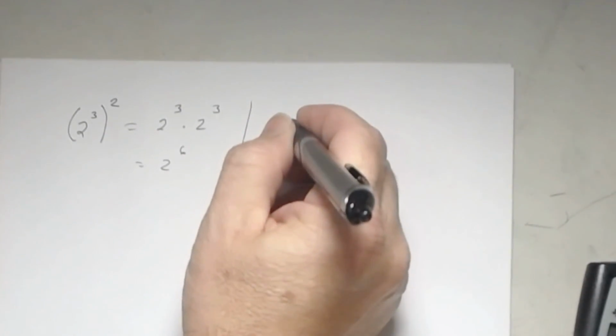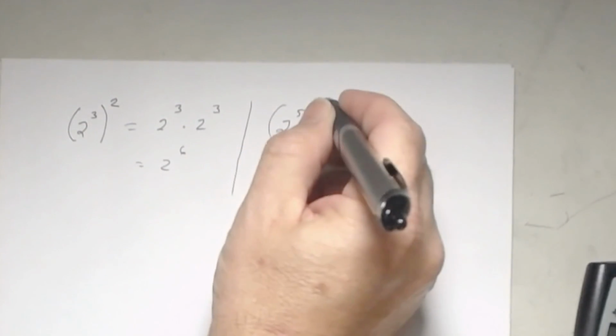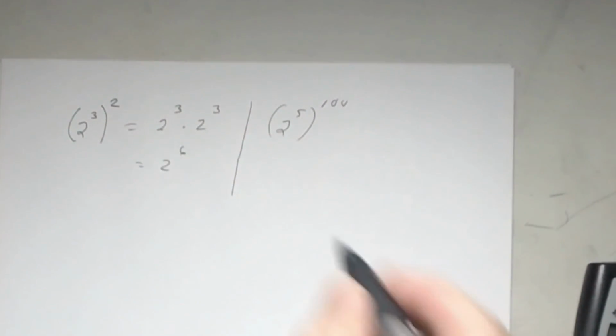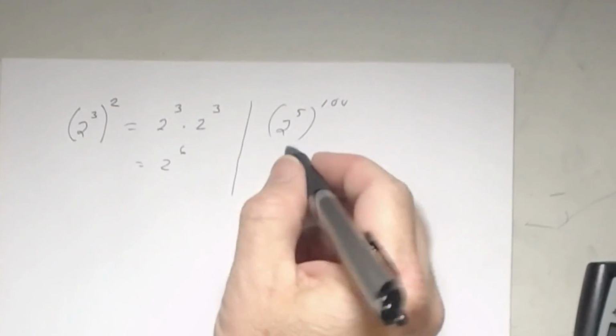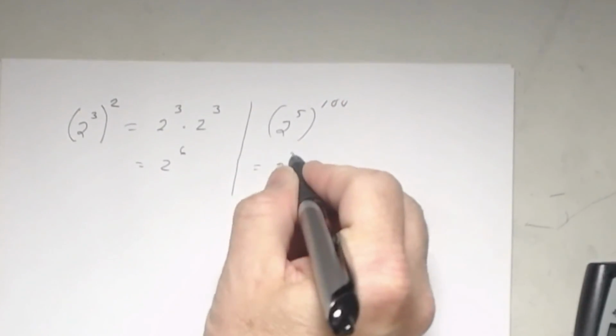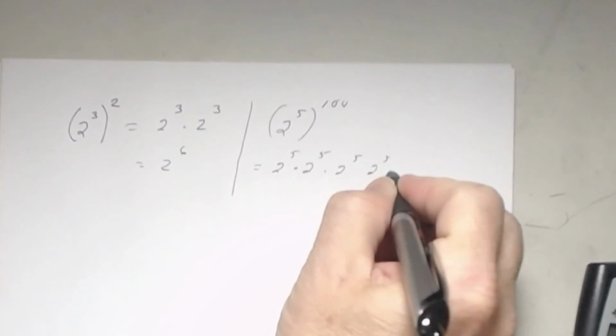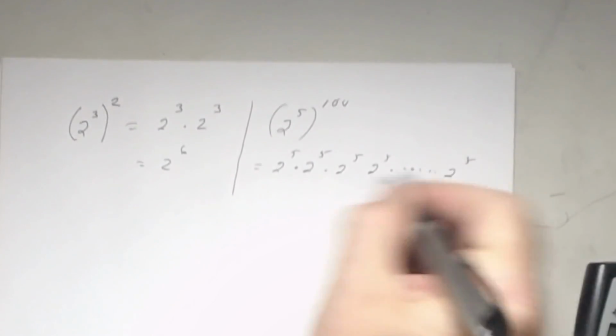But what if I had this? What if I had 2 to the 5th power raised to the 100th power? Well, again, what's that outer exponent? 100, right? So that means that my base is what? 2 to the 5th. So according to what we know, this expression indicates that 2 to the 5th is being multiplied by itself how many times? 100 times, right?